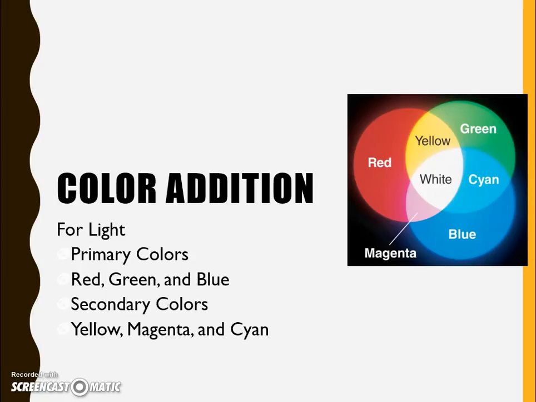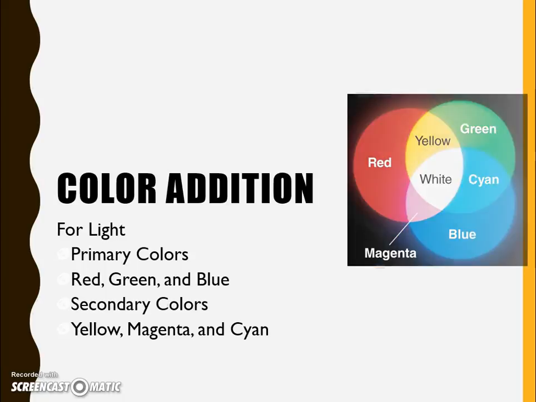Okay, so what happens is when you mix these colors, you get a secondary color. Just like in art, you mix your primary colors, you get secondary colors. You mix those, you get tertiary colors. The secondary colors that you deal with are yellow, magenta, and cyan. Okay, now remember, we're talking about light. We're not talking about color pigments here. So that does make a difference. And when you combine all of the colors, you get white.